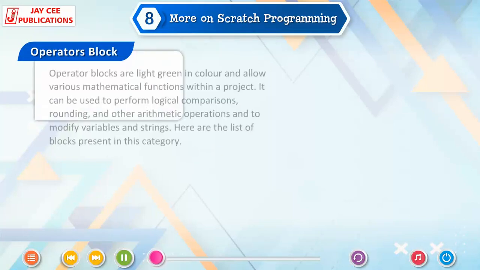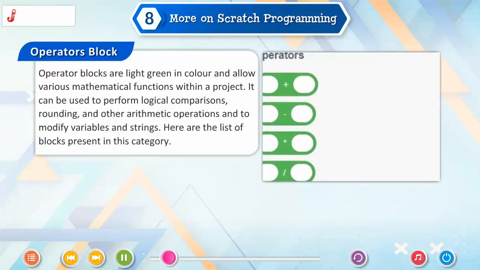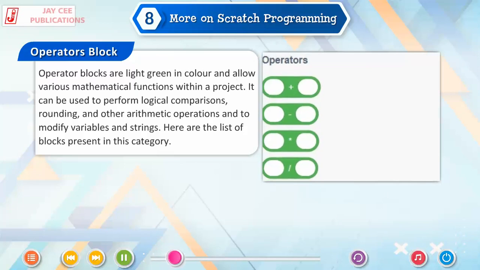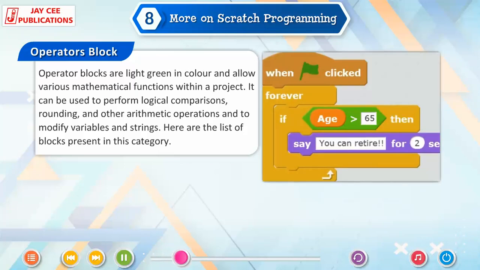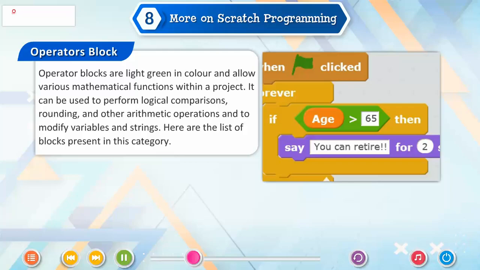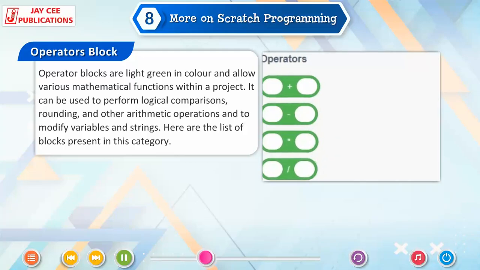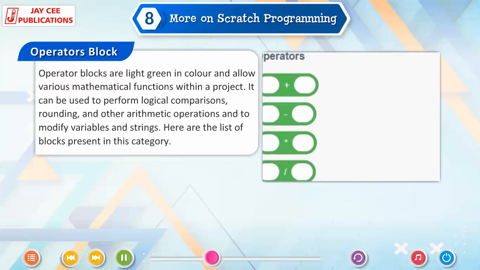Operators blocks. Operator blocks are light green in color and allow various mathematical functions within a project. They can be used to perform logical comparisons, rounding, and other arithmetic operations, and to modify variables and strings. Here is the list of blocks present in this category.